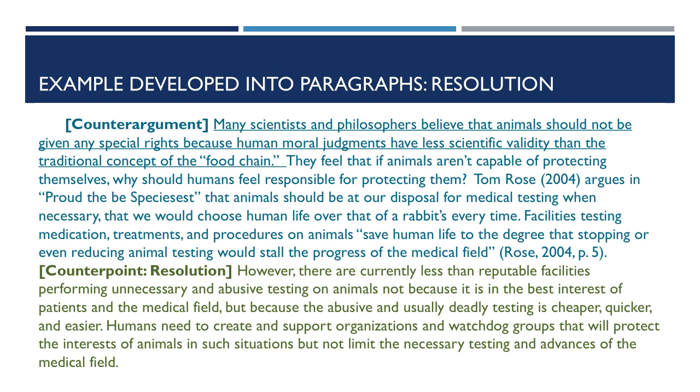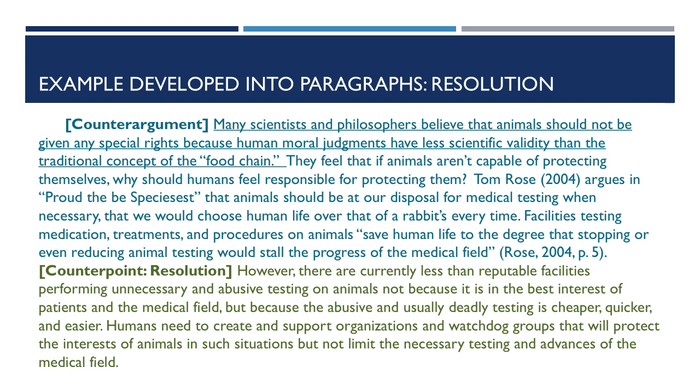Many scientists and philosophers believe that animals should not be given any special rights because human moral judgments have less scientific validity than the traditional concept of the food chain. They feel that if animals aren't capable of protecting themselves, why should humans feel responsible for protecting them?